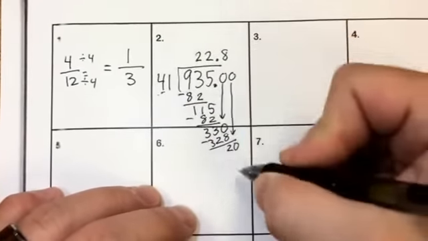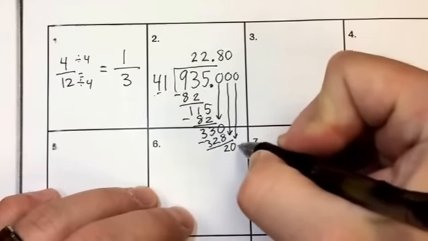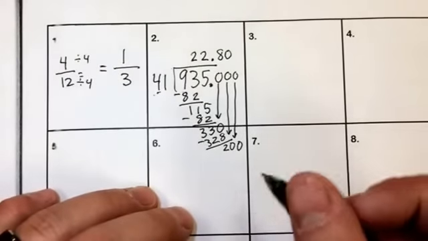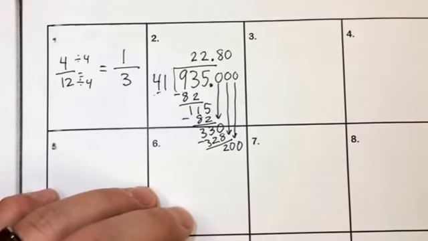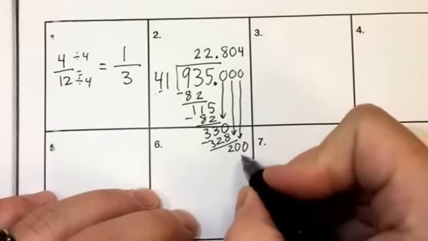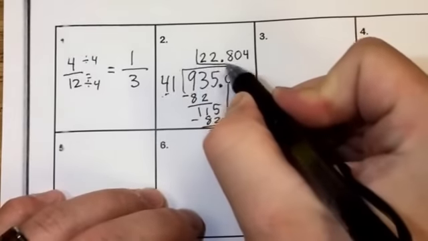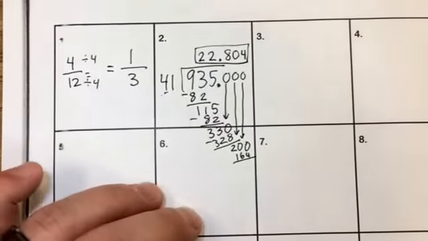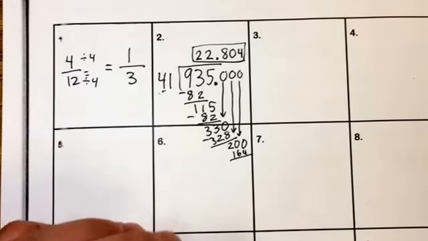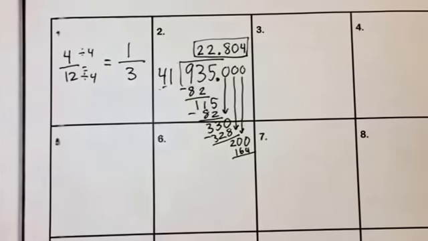I know that 41 cannot go into 20. So I'm going to go ahead and put another 0. I know that 40 times 5 would get me 200, but 41 times 5 is going to get me 205, so that's not going to work. So I'm going to put a 4 up here. And I know that I'm going to get 164. I'm going to stop it there, okay? So remember, I only ever want you to go to 3 decimal places. So we're going to stop it there at 22 and 804 thousandths. I know that this number could probably go on for quite some time, so we're just going to stop it at 3. All right.